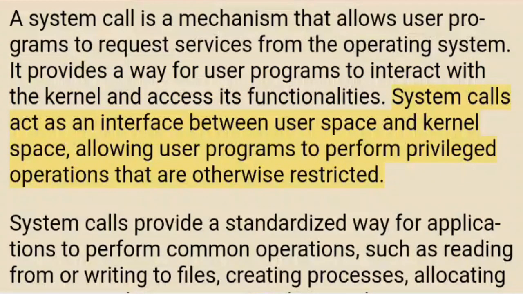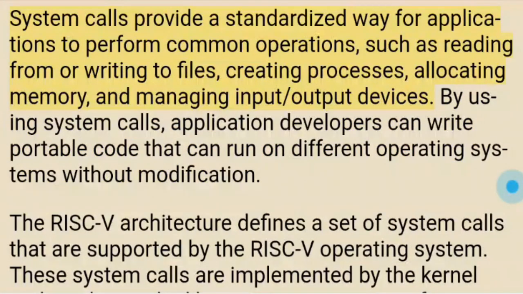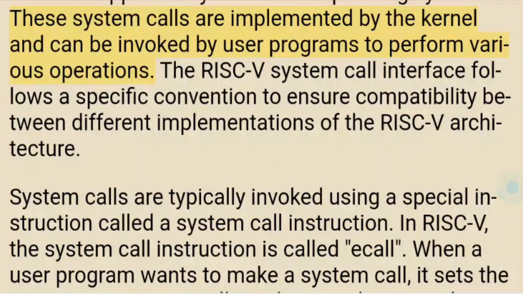System calls act as an interface between user space and kernel space, allowing user programs to perform privileged operations that are otherwise restricted. System calls provide a standardized way for applications to perform common operations, such as reading from or writing to files, creating processes, allocating memory, and managing input-output devices. By using system calls, application developers can write portable code that can run on different operating systems without modification. The RISC-V architecture defines a set of system calls that are supported by the RISC-V operating system. These system calls are implemented by the kernel and can be invoked by user programs to perform various operations.